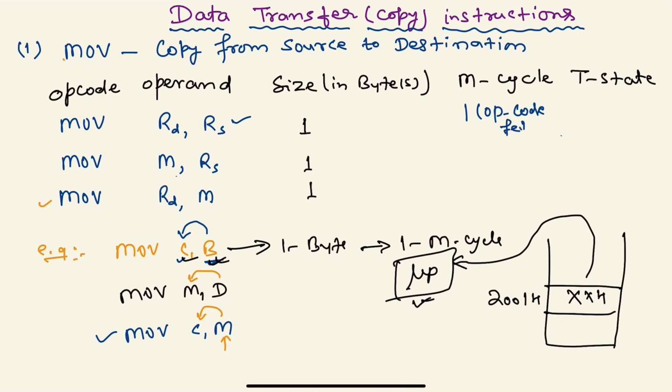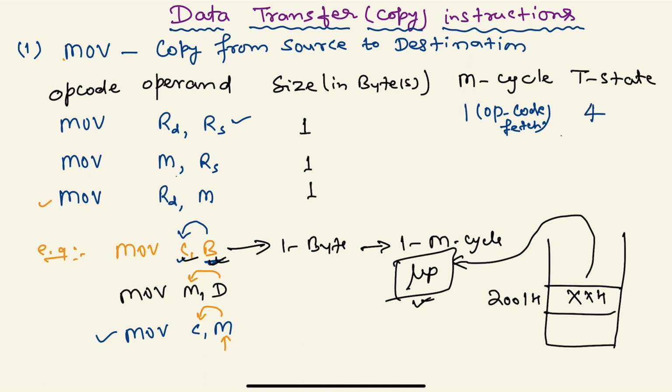Opcode fetch operation. And as per the table I had given, this opcode fetch operation will take a minimum of one machine cycle. It means it takes 4 T states here. So the number of T states will be 4 only.